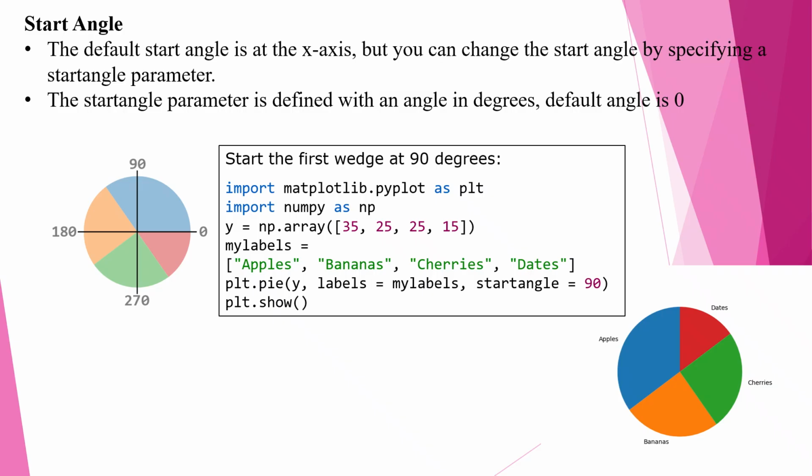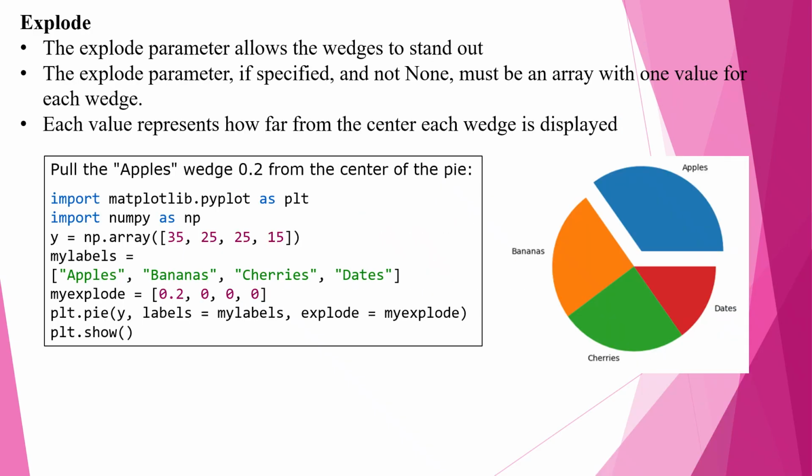In this code, the start angle is set to 90 degrees, which means that the first segment begins from the top of the chart instead of the default position. The rest of the pie chart is then drawn relative to this new starting point. This feature is useful when you want to align the chart in a more visually appealing or meaningful way.